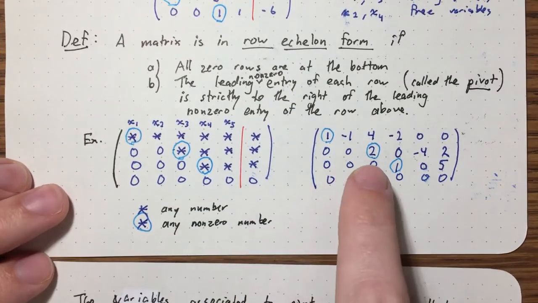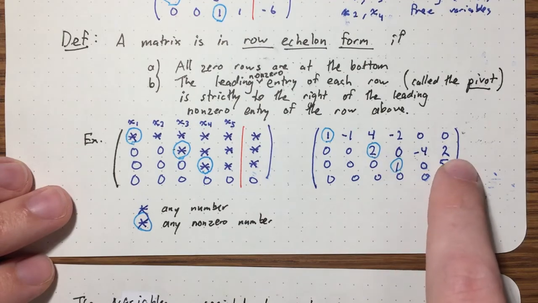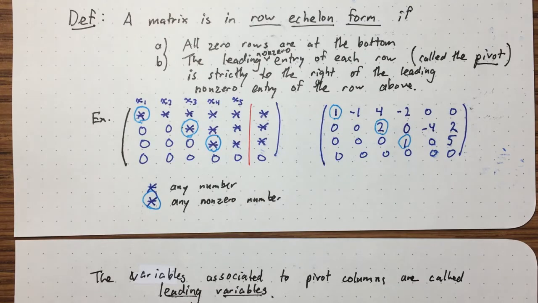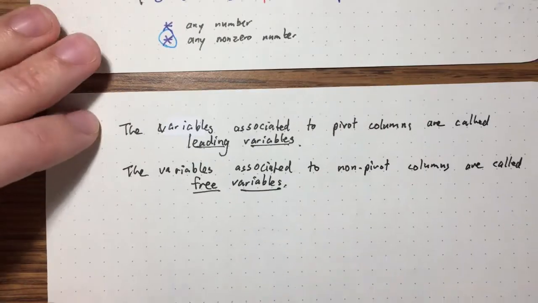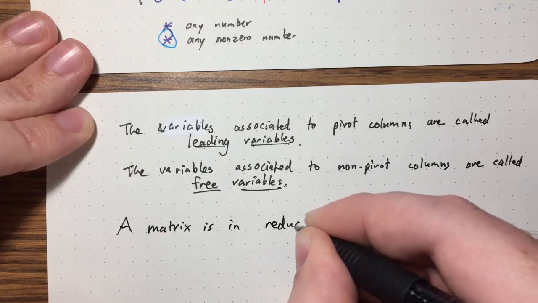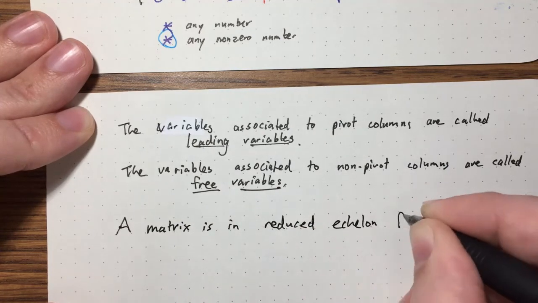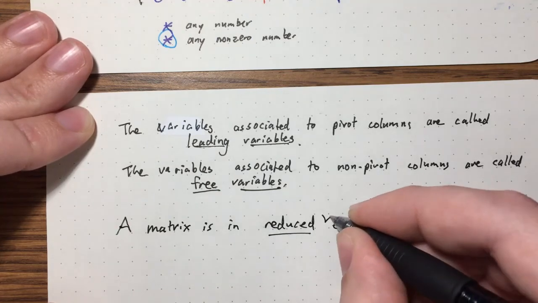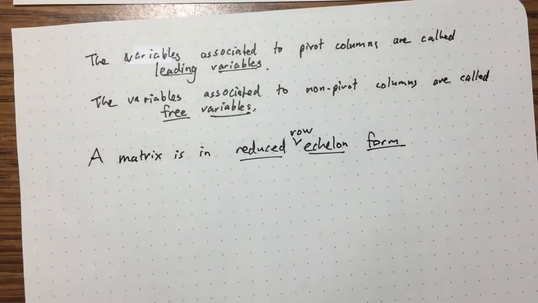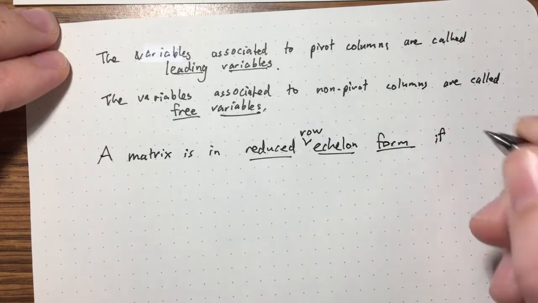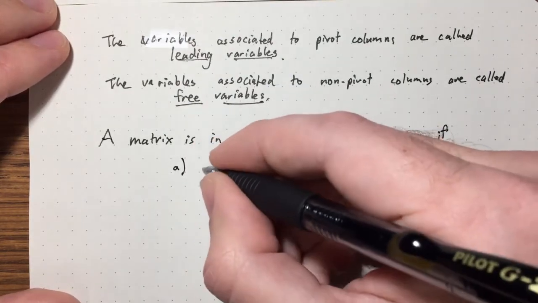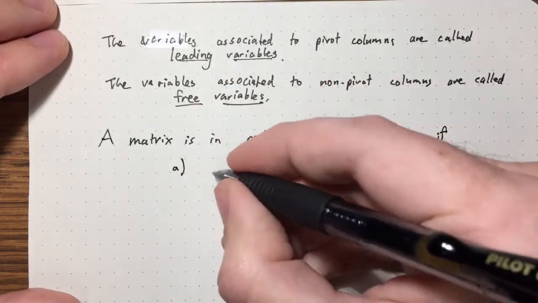Echelon form is not unique. For example, I could have taken the second row and just multiplied it by a half, and then that would become a 1. So it's not unique. There is something that is unique, though. It's called reduced echelon form. Okay, so one more definition. A matrix is in reduced row echelon form. There's something called column echelon form as well, but this is row echelon form that we're dealing with. If, well, we have some extra conditions. The first one is that it's in echelon form.